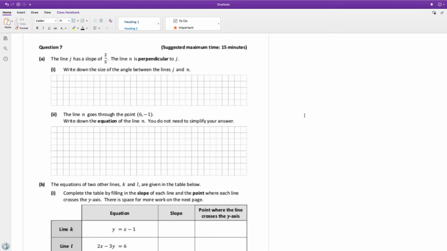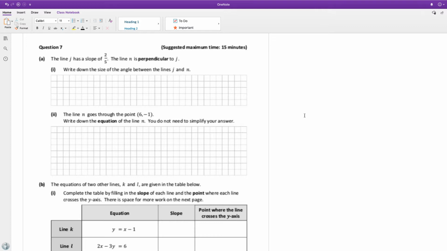Some exam questions then on what we've been doing on coordinate geometry. The line J has a slope of 2 over 5. The line N is perpendicular to J. Write down the size of the angle between the line J and the line N.